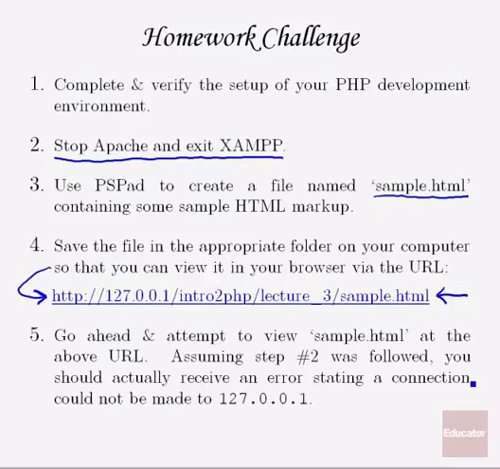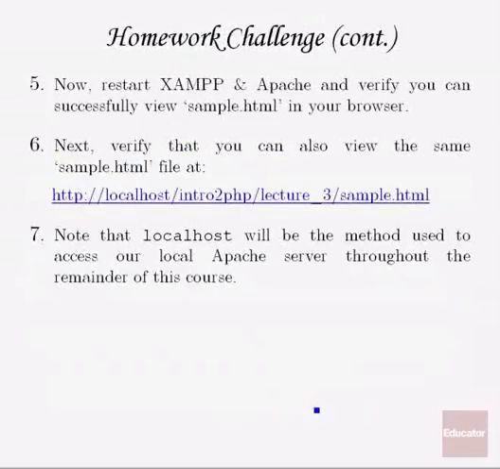And then I want you to attempt to view sample.html at this address. Assuming you followed step 2 above, XAMPP and Apache are going to be turned off, so you're going to get an error saying that you can't make a connection to 127.0.0.1. Then I want you to restart XAMPP and Apache, and verify that you can successfully view that sample.html page. That's going to give you practice learning how files on your local hard drive map to URLs in the web browser. And then also I just want you to verify that you can view that same file using the localhost name as opposed to the IP address. And that's the common convention that we're going to be using throughout the rest of this course.